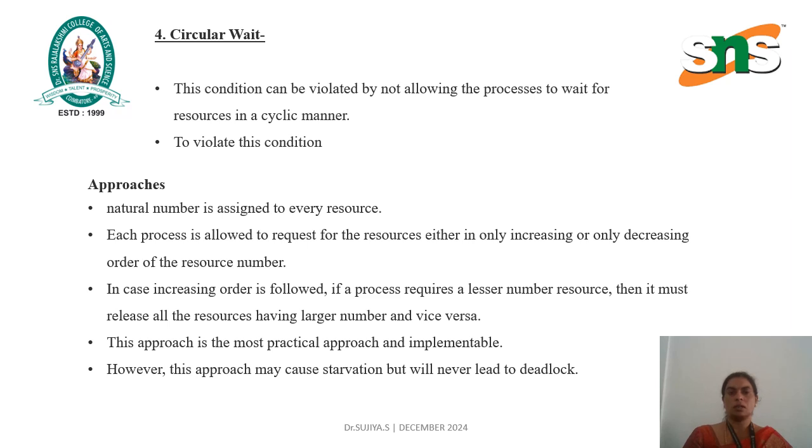Here a natural number is assigned to each resource. Each process is allowed to request resources either in increasing or decreasing order. Every resource is sequentially assigned a natural number, for example 1, 2, 3, 4, 5, and requests proceed in either decreasing or increasing order based on the resource number. If increasing order is followed and the process requires a lower-numbered resource, then it must release all the resources having larger numbers, and vice versa.